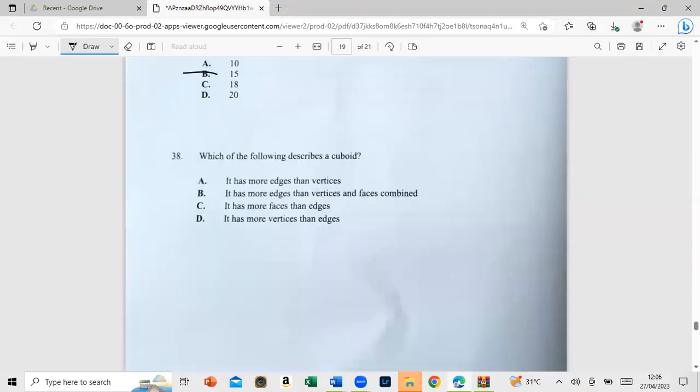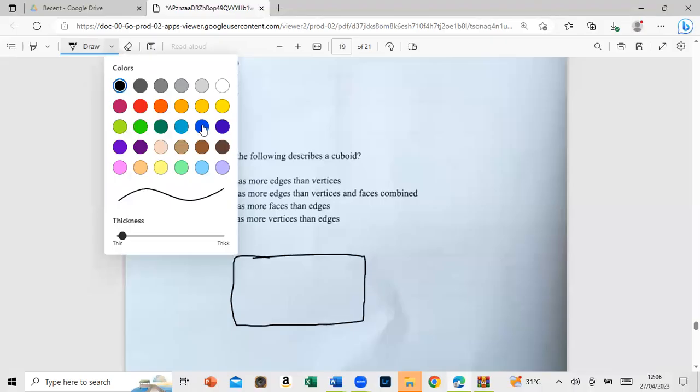38. Which of the following describes a cuboid? It has more edges than vertices. The vertices are where the two lines meet. So let me just kind of draw it. Just draw it, guys. I'm going to try to draw it with a different color, just so we can differentiate.